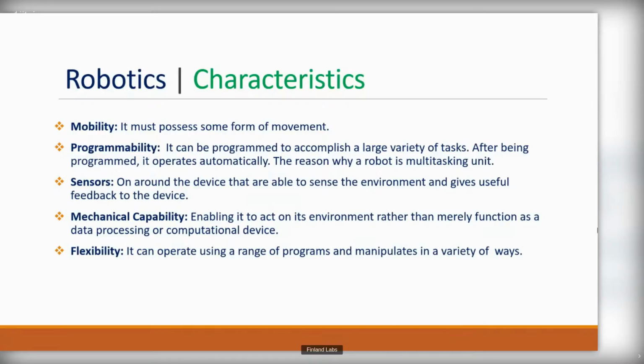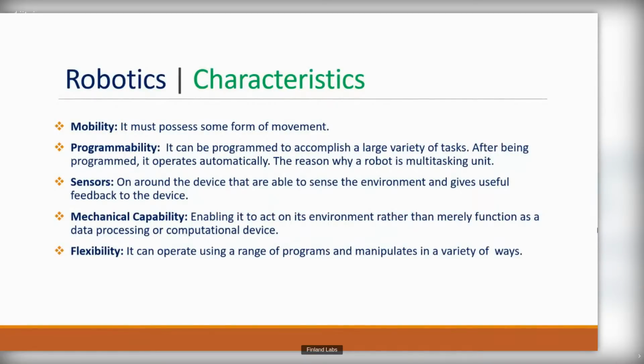Okay. Next one, it should have the mechanical capability. Mechanical capability means enabling it to act on its environment rather than merely function as a data processing or computational device. Now, what is the meaning of this? As this is a machine, if I talk about a computer, it does some kind of data processing or computational operation. So a robot should not do only this thing. It should be capable of doing something according to the environment.